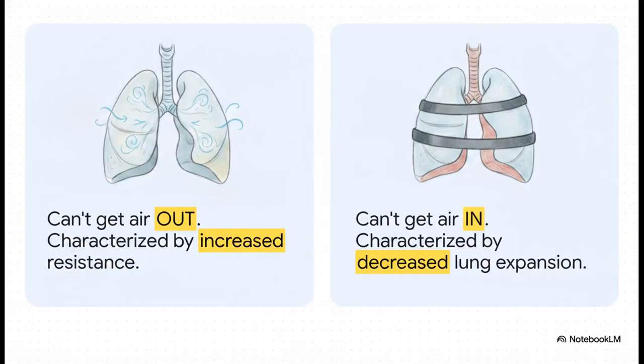Okay, I want you to pause for a second and think about the physical mechanics of breathing. On one side, we have obstructive disorders. The fundamental issue here is increased resistance to airflow. The patient can breathe in just fine, but they can't get the air out. It literally gets trapped inside. On the flip side, we've got restrictive disorders. Here, the problem is decreased lung expansion. The lungs or the chest wall become incredibly stiff, so the patient simply can't get enough air in. So remember, obstructive is an out problem. Restrictive is an in problem. Keep that hard line in your mind as we move forward.